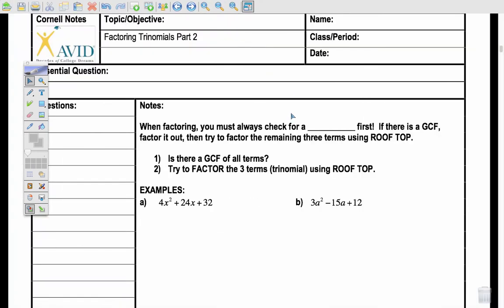Notes tonight just carries over. We're going to do a few of these examples. We'll do 3 together. This is just carry over from what we did yesterday using the rooftop to factor these out. The first blank here, when we're factoring, it's very important that you look for a greatest common factor, the GCF. Look for that first.